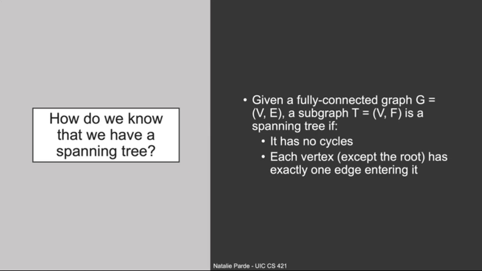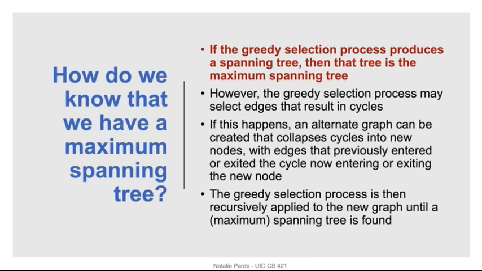To formalize things a bit further, given a fully connected graph G and a subgraph T, we know that T is a spanning tree if it has no cycles and each vertex, aside from the root, has exactly 1 edge entering it. Furthermore, we know that we have a maximum spanning tree if a greedy selection process produces a graph fitting these specifications. Greedy algorithms won't always produce maximum spanning trees.